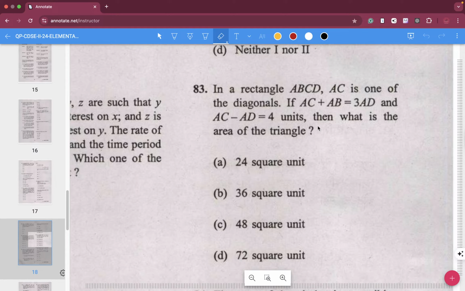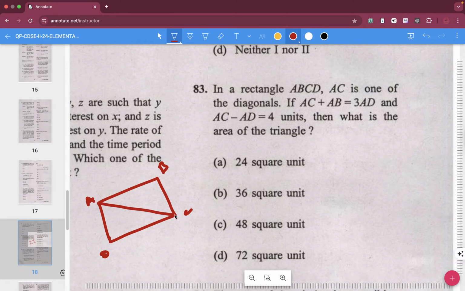Now this is that one question that you should not have missed. Question number 83 is: ABCD is a rectangle, and AC is one of the diagonals. AC plus AB is equal to 3 times AD. AC is this particular value, plus AB is 3 times AD. This is what they have given, and also they have given AC minus AD is equal to 4 units.